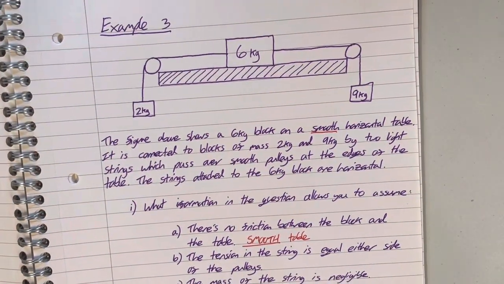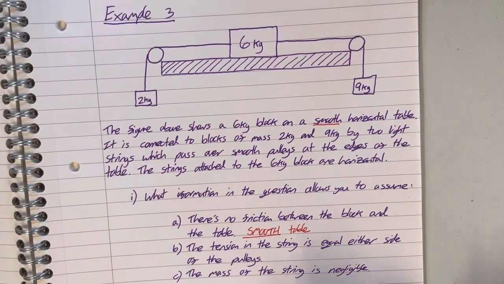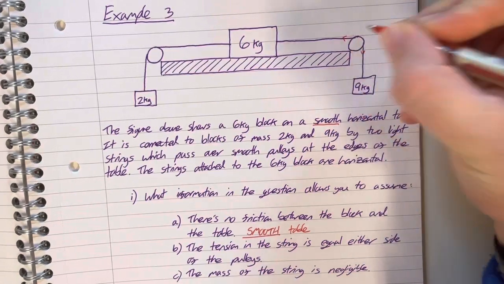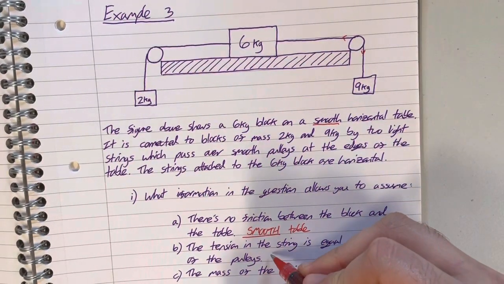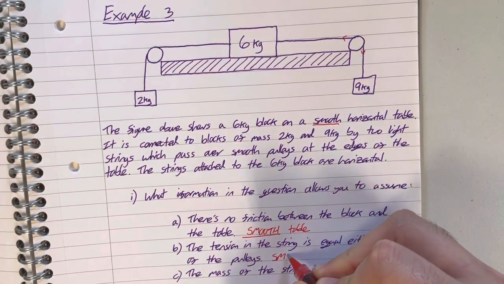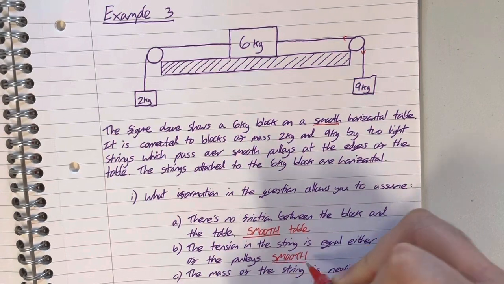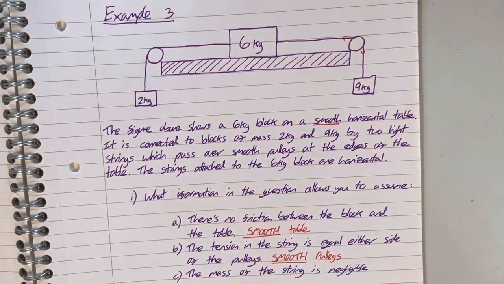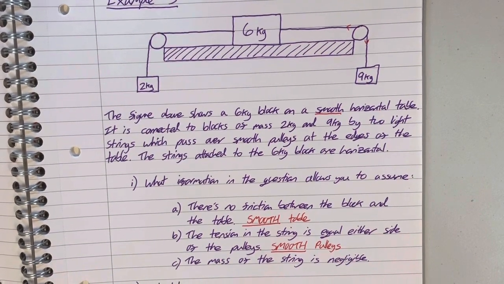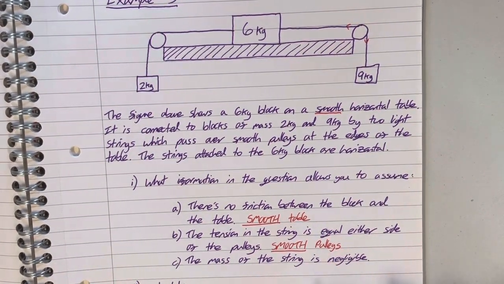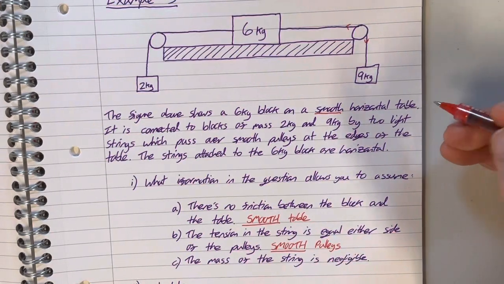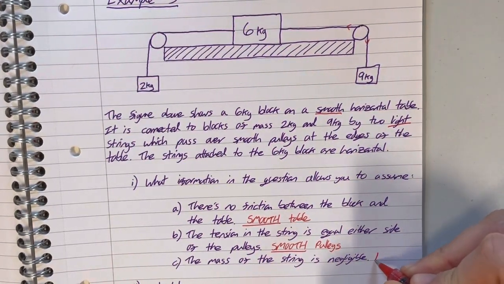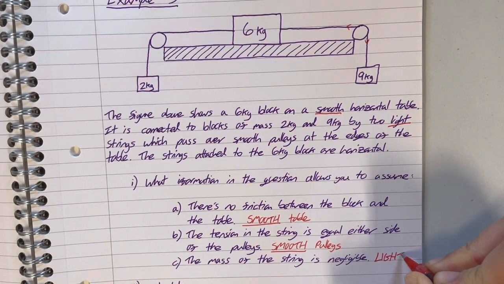The tension in the string is equal either side of the pulleys. Okay, so how can we assume that the tension here is equal to the tension here? And that is because we've got smooth pulleys. And what in the question allows us to assume the mass of the string is negligible, and it is that it is light. So a light string.